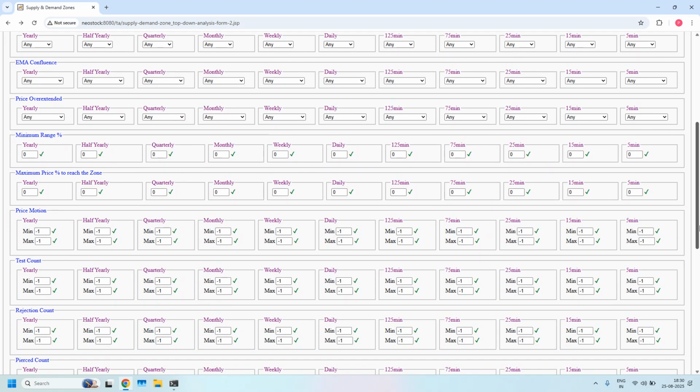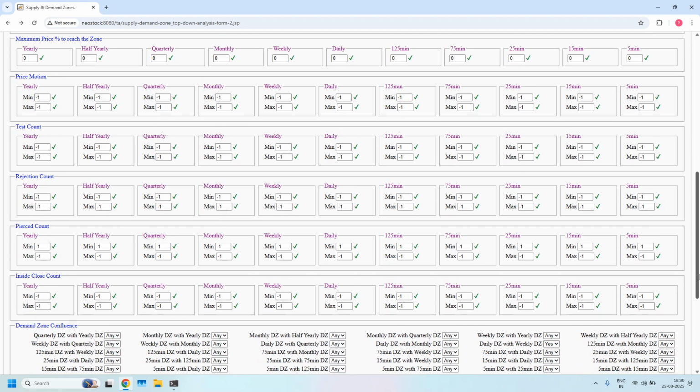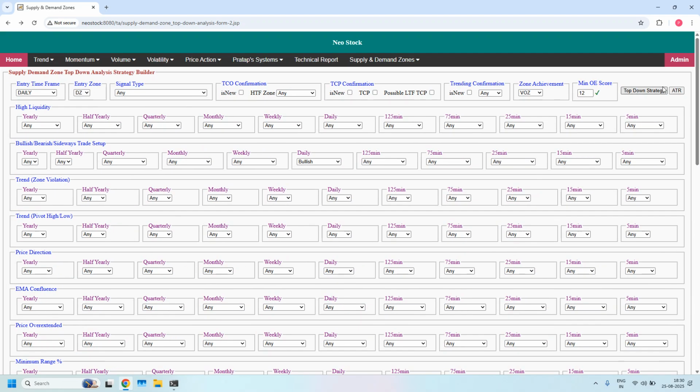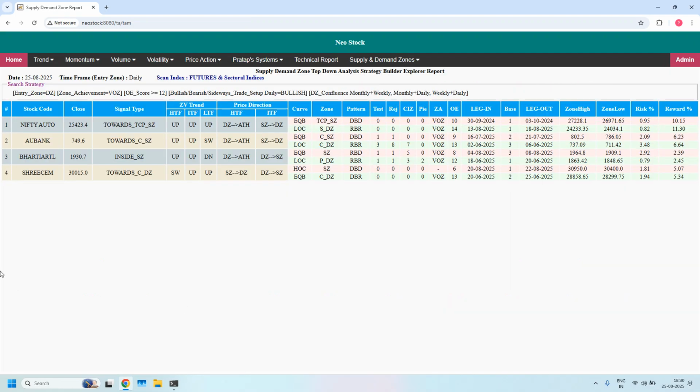So first I will filter based on LTF, ITF, HTF demand zone confluence. Here we need to set 3 filters. First filter is already enabled, daily and weekly. Next, daily and monthly demand zone confluence. Weekly and monthly demand zone confluence. By setting all the 3 filters, daily, weekly and monthly demand zone confluence, we got 4 stocks.